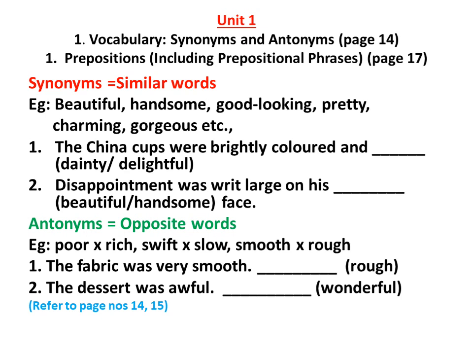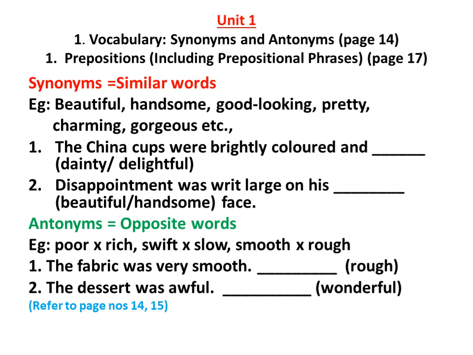And the examination type questions will be like this. The china cups were brightly colored and dash. And two choices will be given. You have to pick up one synonym for this. So here brightly colored, the synonym is dainty. And the second one, disappointment was writ large on his dash face. So his face. So which word will be suitable? As you all know, beautiful or handsome? Yes, handsome is the answer. So these are the examination type of questions based upon synonyms.